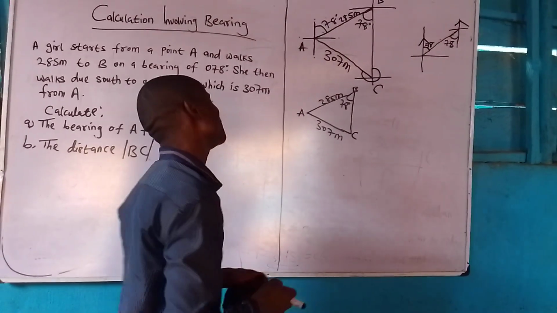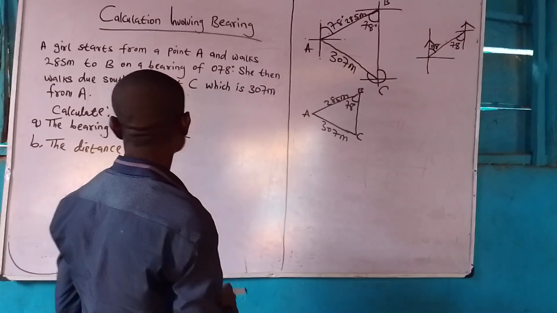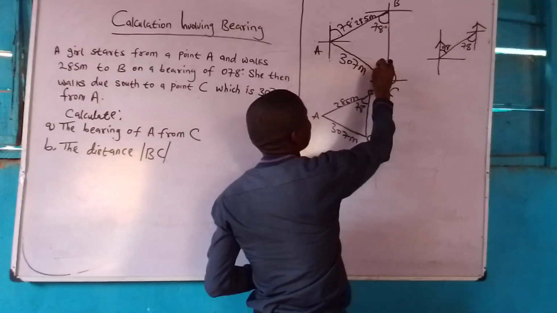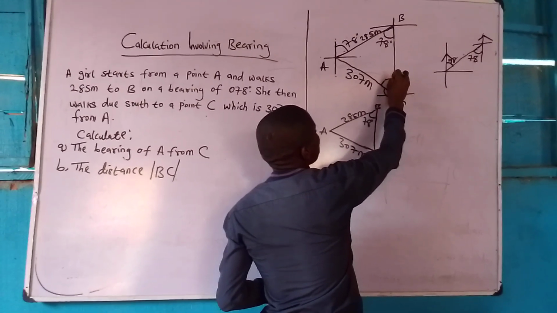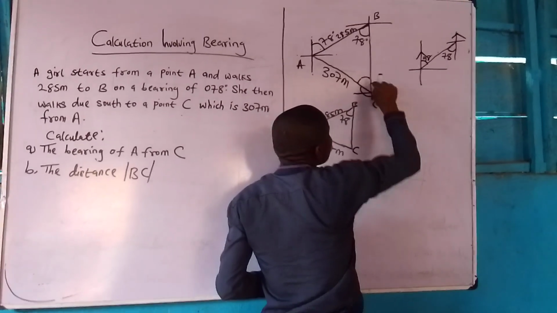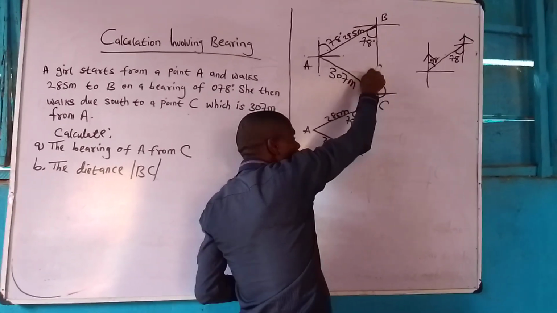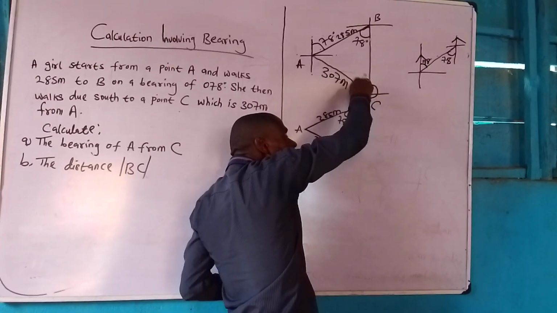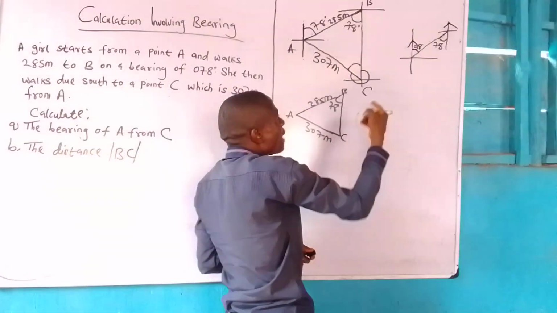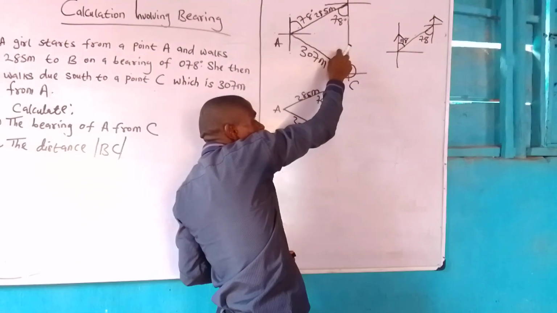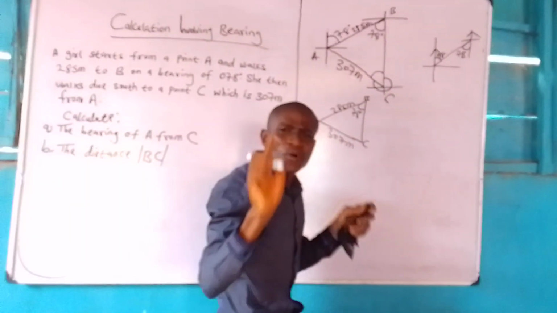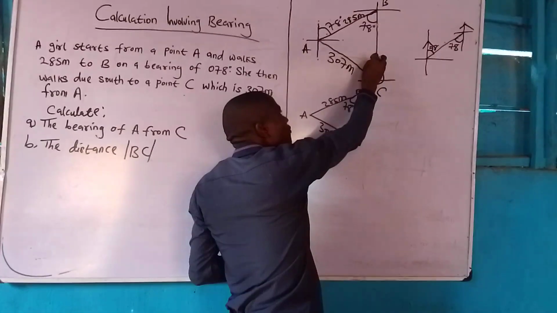Now looking at this, the question said that we should find the bearing of A from C. Our problem here is just to find the angle that's supposed to be here. If you find it, we can just say 360 minus the angle that is here, because this is angle at a point. If we subtract the angle we found from 360, that will give us the bearing they are looking for. But the problem is that we don't know the angle that is here.